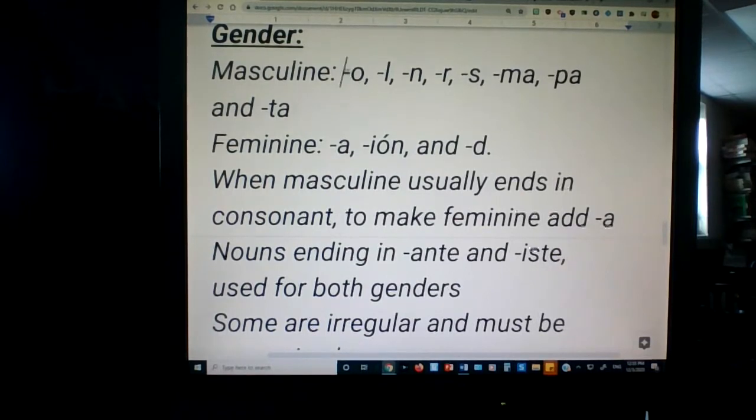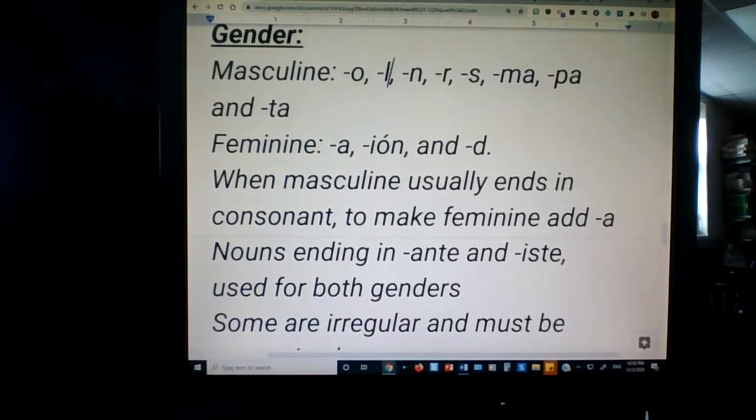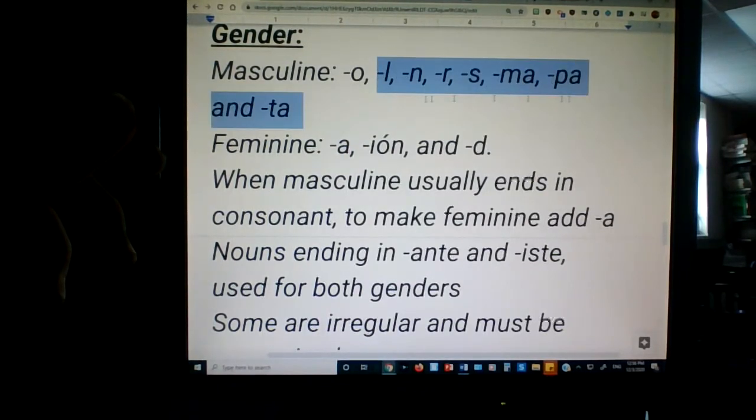Most nouns that end with O are masculine. Most nouns that end with A are feminine. Rule of thumb. Now, not all of them are going to end with an O, and not all of them are going to end with an A. Some nouns, some words end with the following, like these, okay? Wait a second. Okay, look.